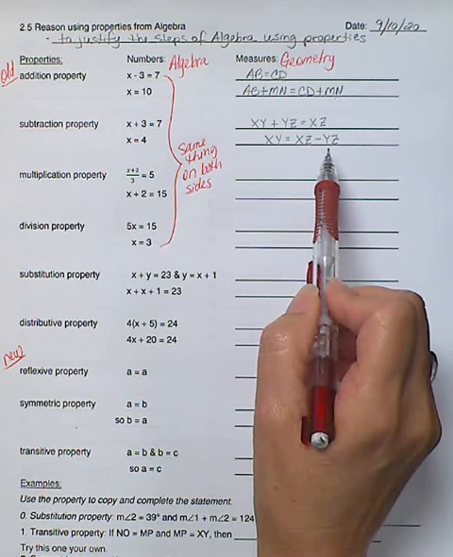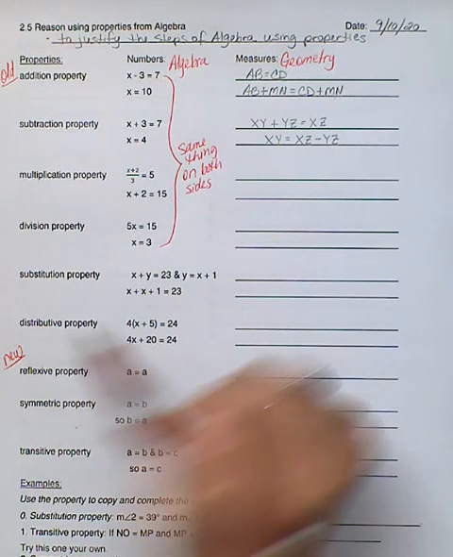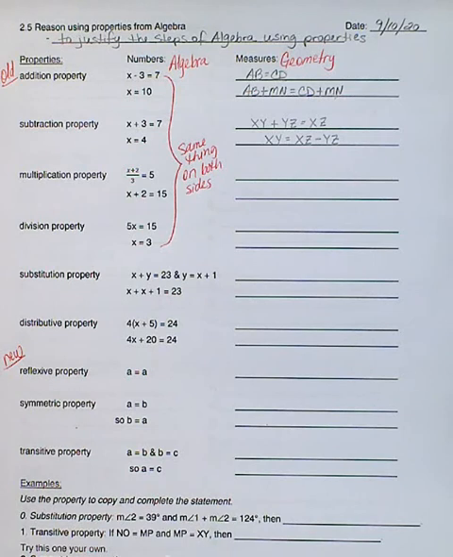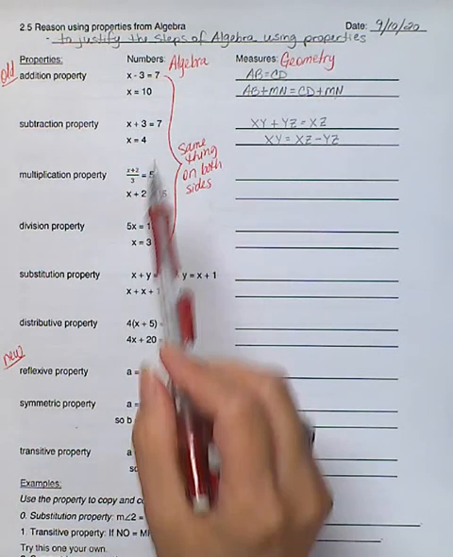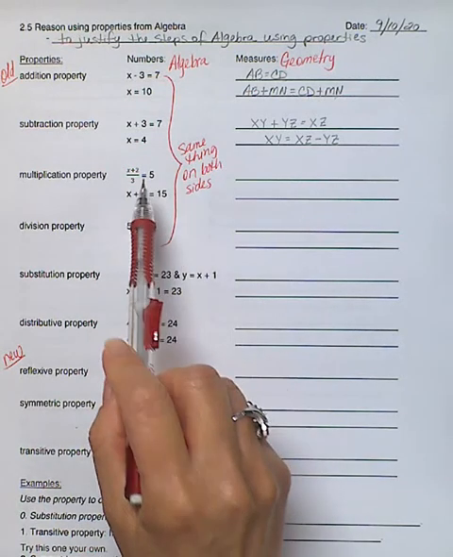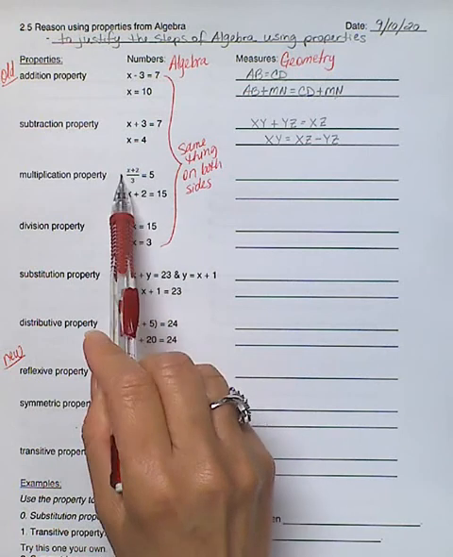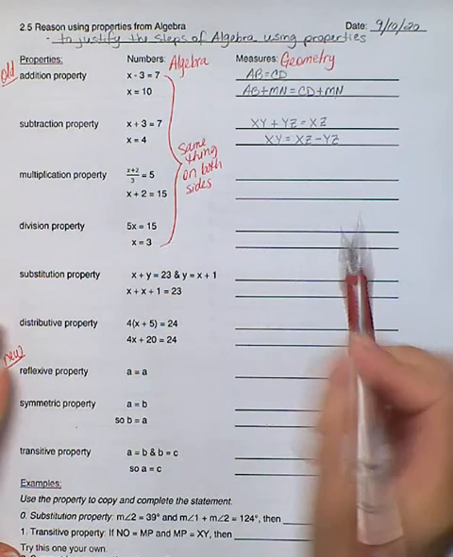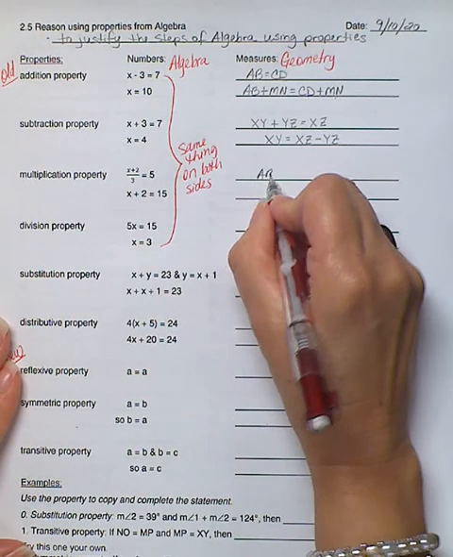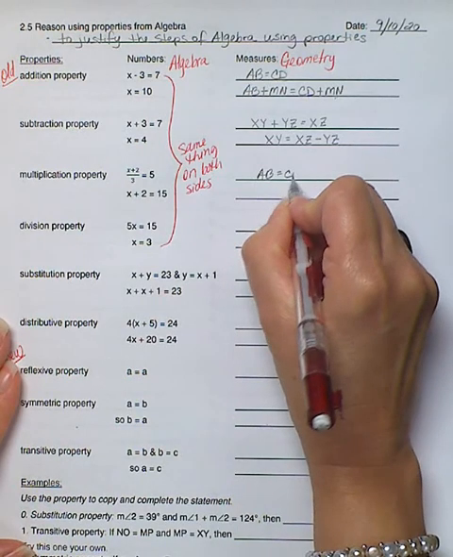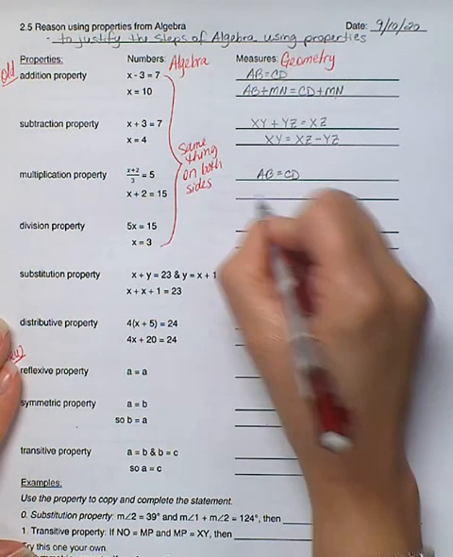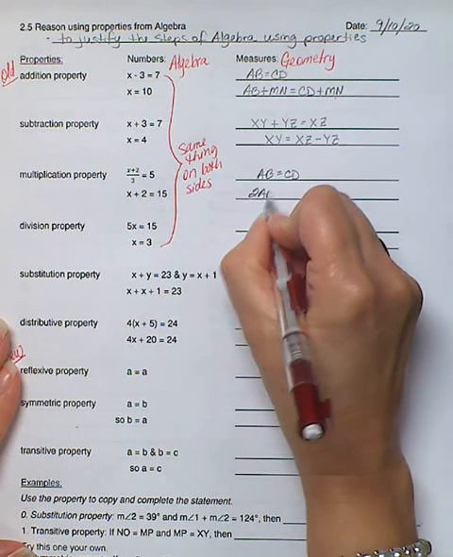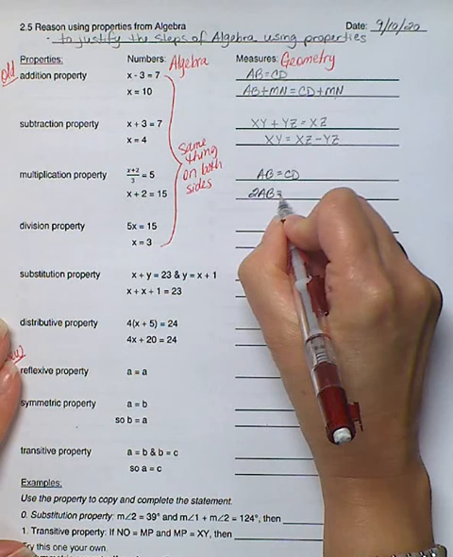Okay. The multiplication property: as long as these are equal to start with, after I multiply both sides by 3, they would still be equal. So if I know the length of AB is the same as the length of CD, and I double the length of AB, they would still be equal as long as I double the length of CD. So that's the multiplication property.